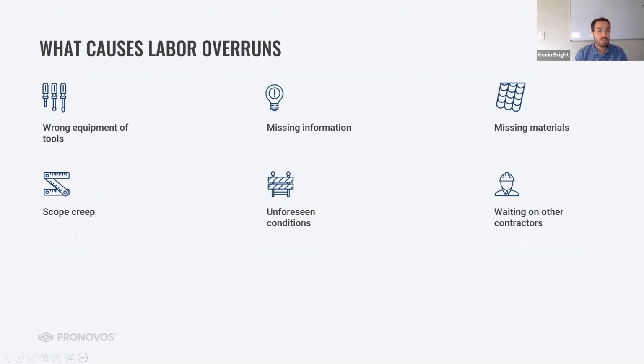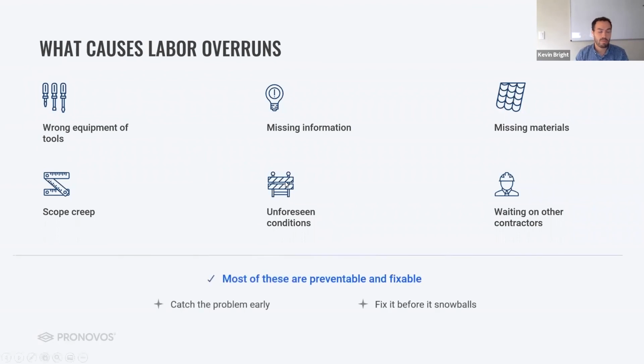And that's important to note because what we'll see with all these is most of them are preventable and fixable. So that means if you really want to get a good handle on your labor costs, it's not necessarily about telling the guys in the field they have to move faster. It's more about catching the problem that's contributing to the labor overruns and fixing it before it gets away from you and starts snowballing.